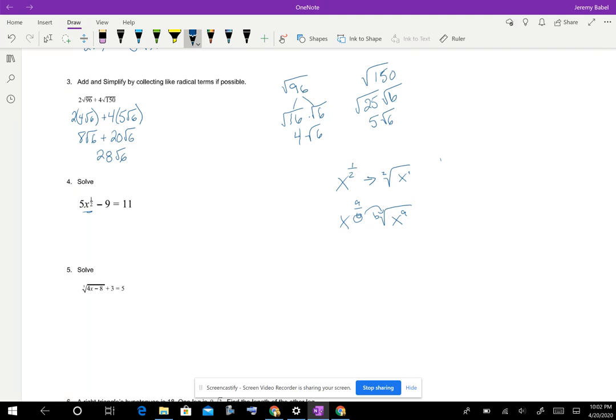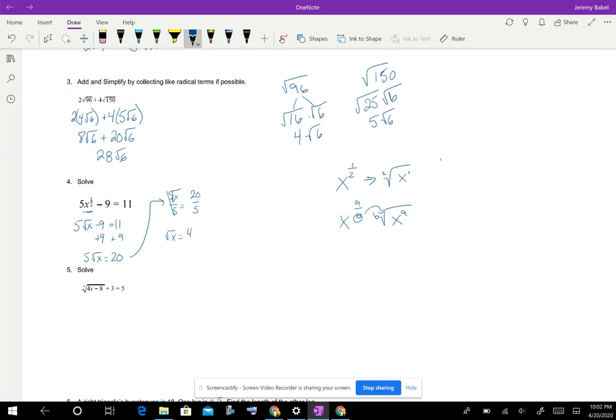All right, so we could change this then to 5 square root of x minus 9 equals 11, and then add 9 to both sides. And we would get 5 times the square root of x equals 20. We'll divide both sides by 5, and we're going to get the square root of x. 5's cancel. Square root of x equals 4.